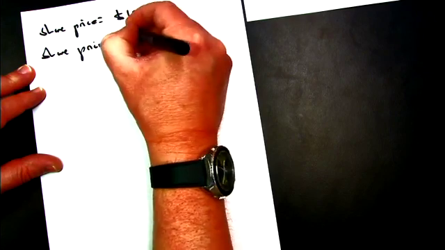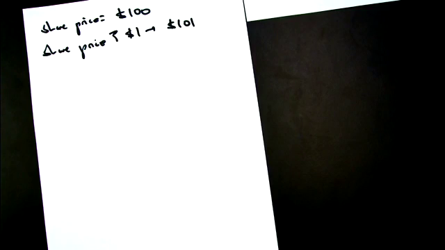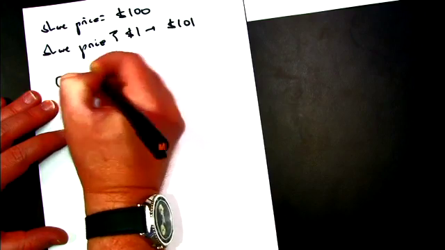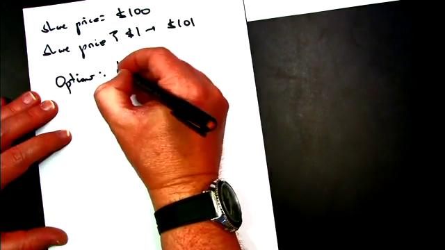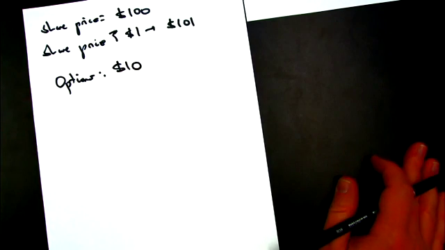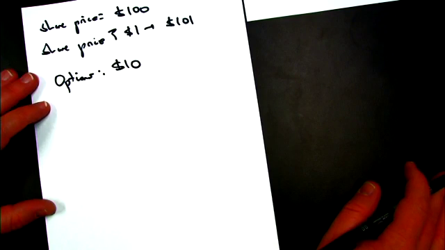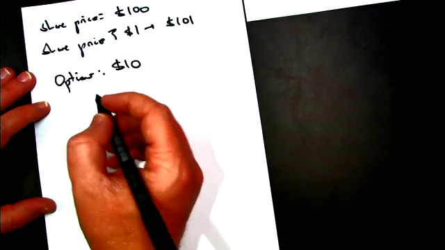Let's imagine that the current share price is equal to $100. And let's first of all imagine that the share price goes up by $1 to $101. So let's first of all look at my options. Now my options were worth $10 each. So if the share price goes up by $1, what will each option now be worth? Remember, delta is equal to 0.6. What will each option now be?